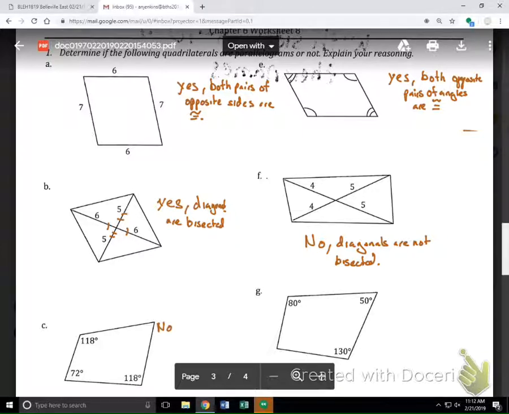So that is one way of doing it. Another way would be going here. You know that consecutive angles add up to 180. 118 plus 72 is going to be 190, and that is not 180. So consecutive angles are not supplementary.